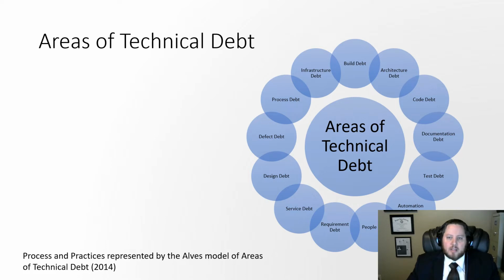To explore the areas of technical debt, I leveraged a model from Alves. A number of Brazilian researchers got together and they aggregated all the different areas that are representative of technical debt. And in these areas, things like process debt and infrastructure debt, build debt, are representative of what we saw in that processes and practices area. So you'll note the change from the literature review of processes and practices to area of technical debt to align with this framework.